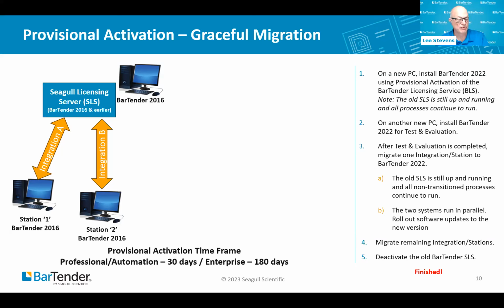When we went to BarTender 2019, we changed how the licensing worked, and you will actually love the changes. There's a lot of great improvements in there, but it's no longer backwardly compatible. So what we did is we came up with a way that's going to let you easily migrate from your old system to your new system and not take production down at the same time. And you'll see on the side there, I've got 5 basic steps.